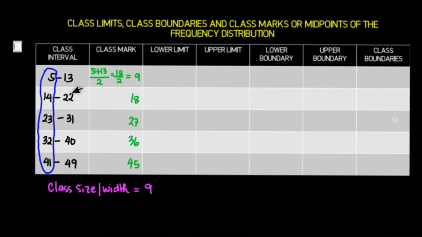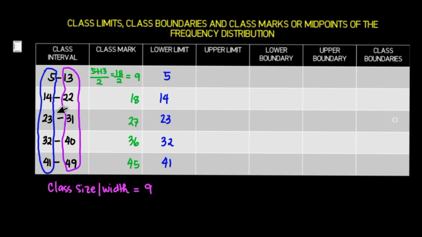Next naman is lower limit. Kung mapapansin nyo, binilugan ko na yung lahat ng nasa left side. Lahat po yan, yung mga nasa left side, yan po yung lower limit, since mas mababa nga naman siya kaysa dun sa nasa kanan niya. So, kopyahin po natin yan: 5, 14, 23, 32, and then 41. Wala po tayong isa-solve. Kokopyahin lang po natin siya.